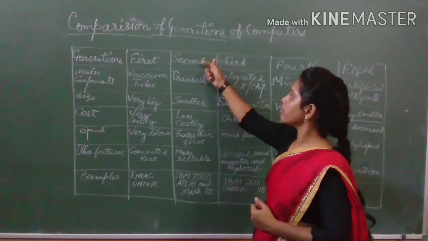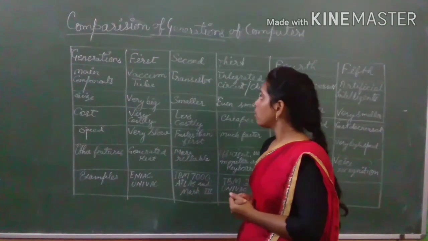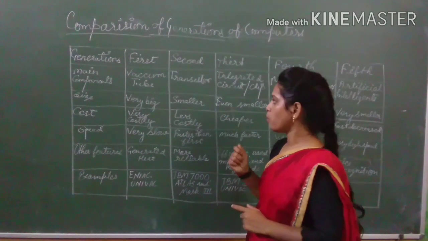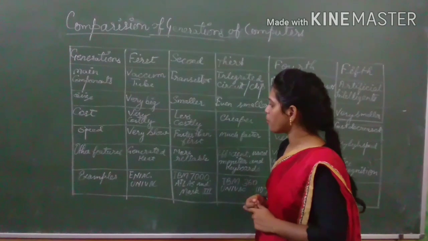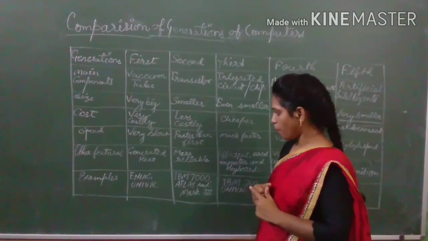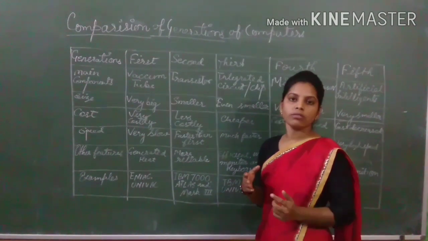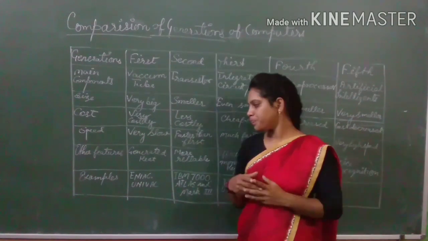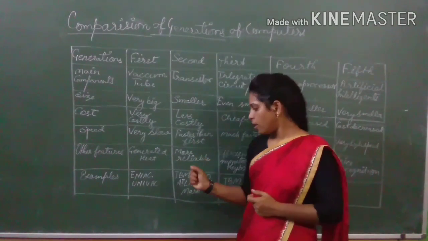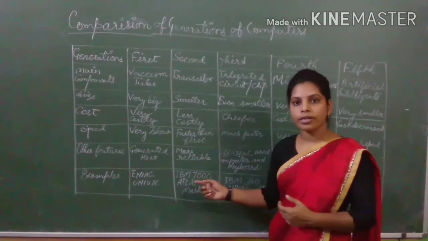Let's see the second generation. In the second generation's computers, inventors used transistors, and they were a little bit smaller than the first generation's computers, and less costly compared to the first generation, and way faster than the first generation. They were more reliable also because they did their work accurately. Examples of second generation computers were IBM 700 and Atlas.